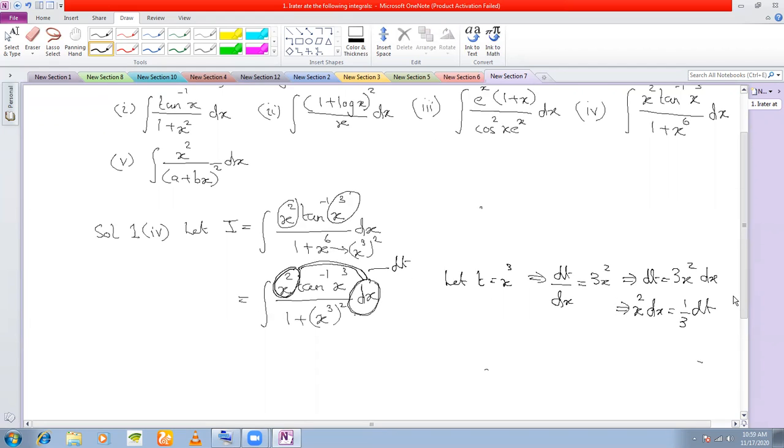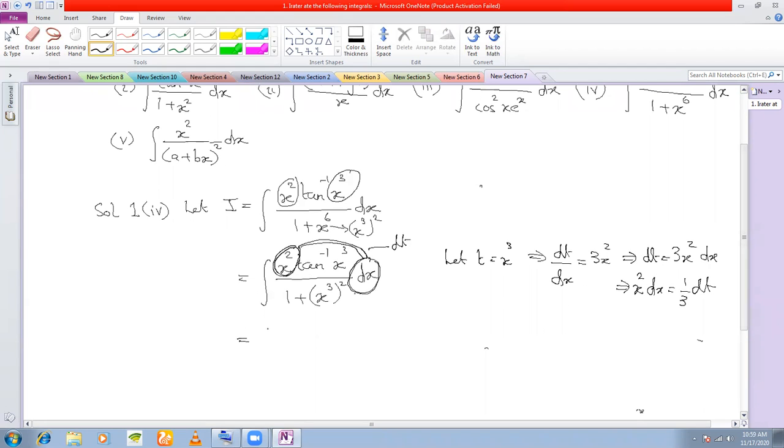So what you can write here is the integration of tan inverse, now what have we taken? We have taken t is equal to x cube. You can write tan inverse t divided by 1 plus, x cube you have again taken as t, this is x cube whole square, so this becomes t square, and x square dx becomes dt. So everything has been changed to t. Okay.